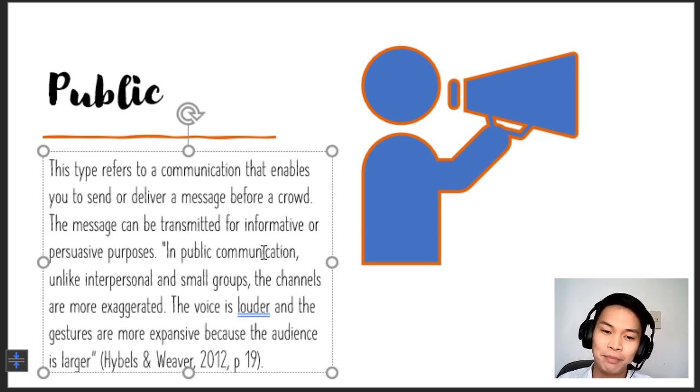There should be a purpose, and that is to persuade, and normally to persuade and to inform. And the manner, in public communication, unlike interpersonal or small group, the channels are more exaggerated. So you speak louder, and your nonverbal, your gestures are more expansive, bigger. All right.